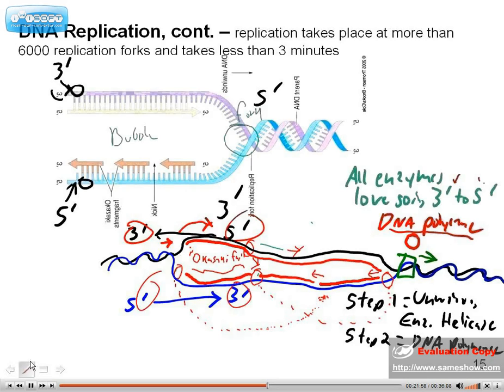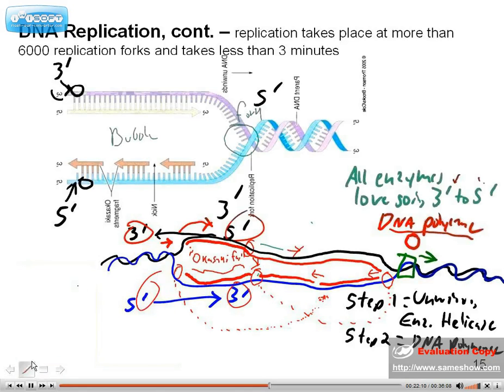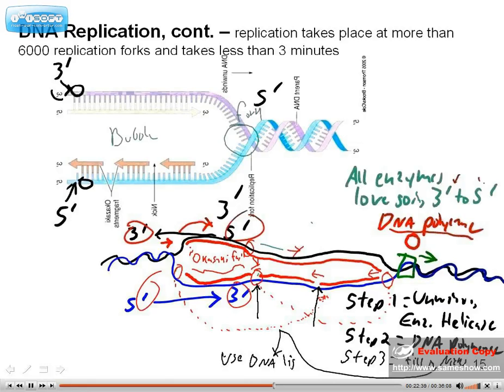Now, the top one has no problem. The top DNA continues to form continuously. It's the bottom one that we need to worry about. Why? Because we still have these fragments right here that need to be filled in. So this brings us to step three. And you need to fill in the nicks using a third type of enzyme called DNA ligase.